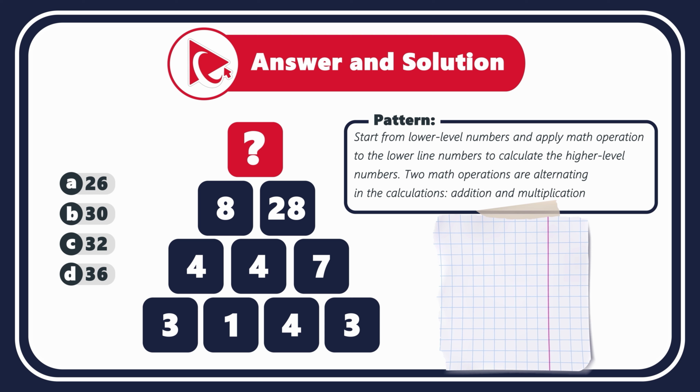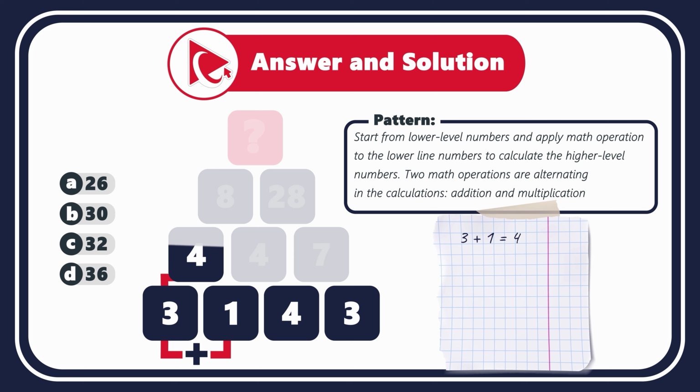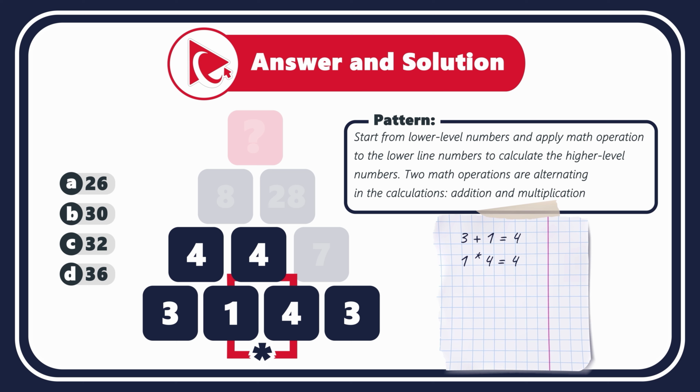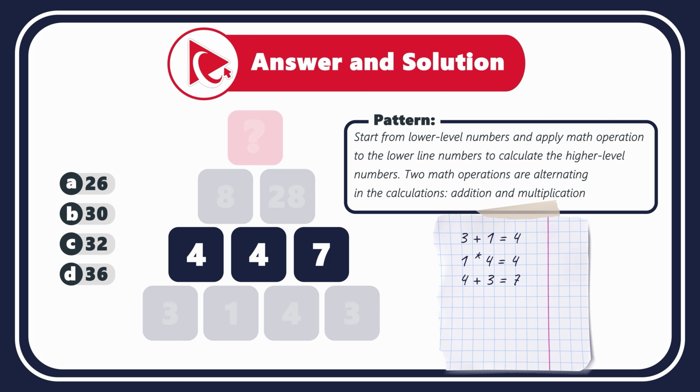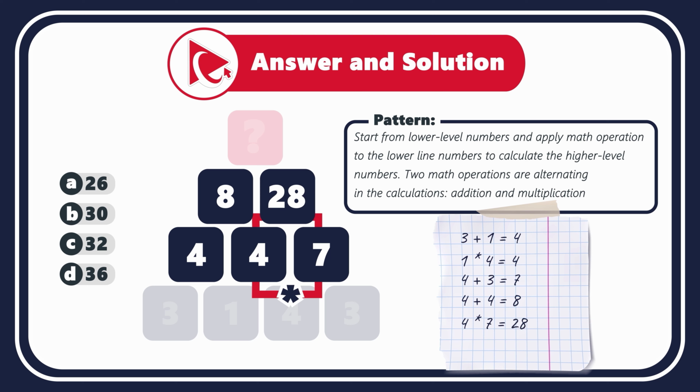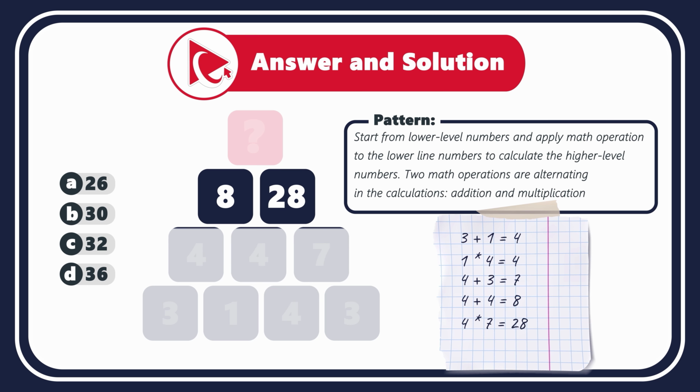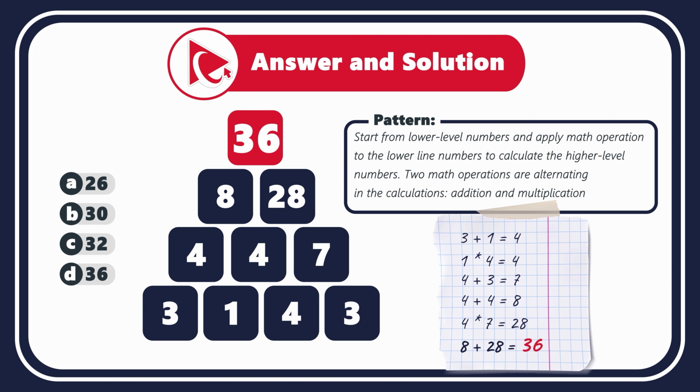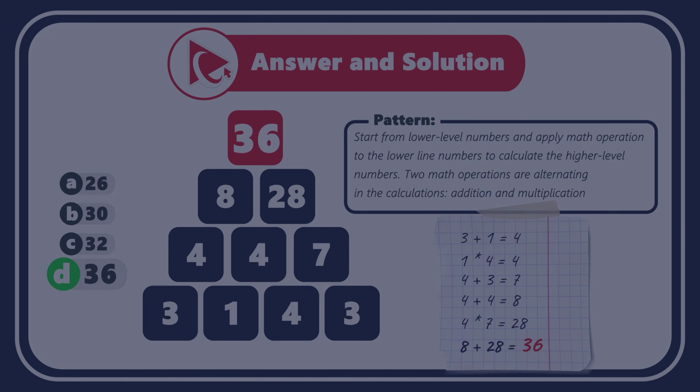Let's look at the numbers in the bottom left corner. 3 plus 1 equals 4. But 1 multiplied by 4 equals 4. Remember I told you that addition and multiplication are alternating. So the next one would be addition again. 4 plus 3 equals 7. Let's go to row 2. 4 plus 4 equals 8. But 4 multiplied by 7 equals 28. So to calculate the top number, we need to add 8 and 28 to get the final result of 36. So the correct answer here is choice D, 36.